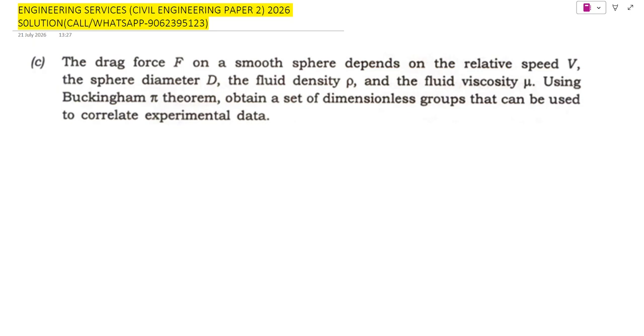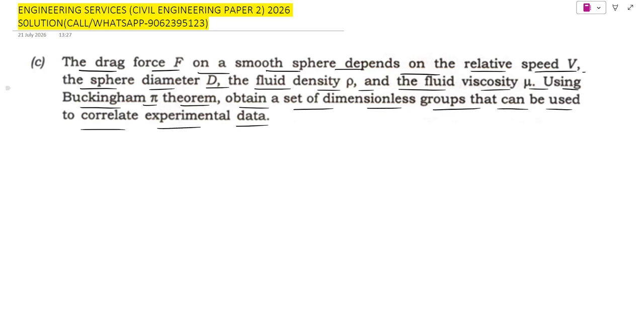Hello everyone. In this session, we will solve this question, and this question is taken from the Engineering Services Civil Engineering Paper 2 2026 examination. Okay, look. The question says the drag force F on a smooth sphere depends on the relative speed V, the sphere diameter D, and the fluid density rho and the fluid viscosity mu. Using the Buckingham pi theorem, obtain a set of dimensionless groups that can be used to correlate the experimental data.